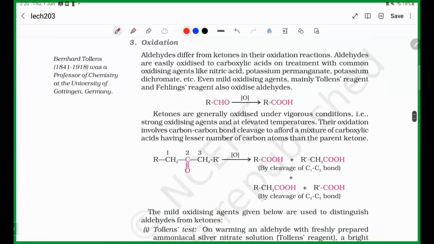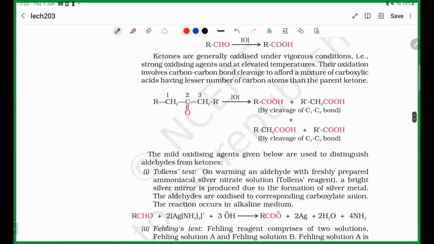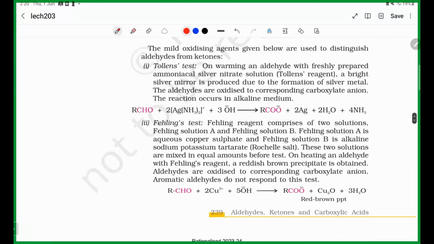Now oxidation. Aldehydes can be oxidized to carboxylic acids. And ketones can also be oxidized to carboxylic acids, except that when ketones are oxidized, there's a reduction in the number of carbon atoms, because you have to form an OH group somewhere, right? So you have to let go of some of the carbons here. Now you have two very, very famous tests, Tollens' and Fehling's tests.